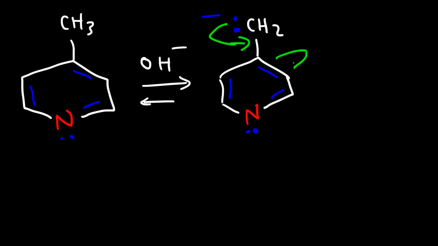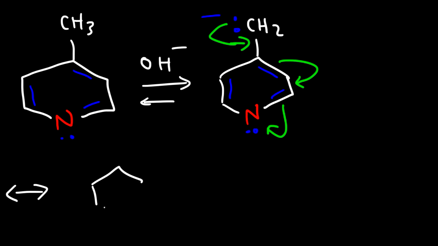So I can put a negative charge on this carbon, but I'm going to focus on putting it on the nitrogen atom, because that's going to lead to the most stable resonance structure. So here we have an intermediate that looks like this. So as you can see, we have the negative charge on the nitrogen atom, and that makes these hydrogen atoms relatively acidic.